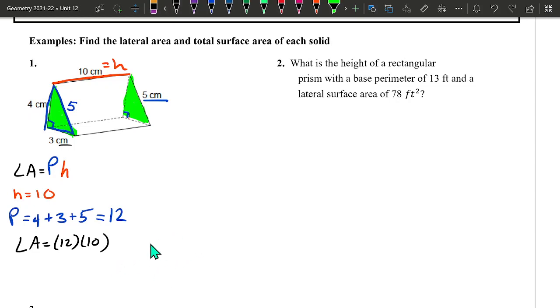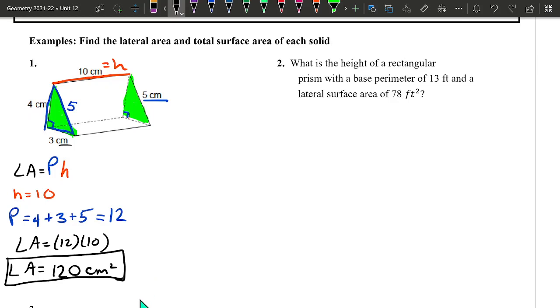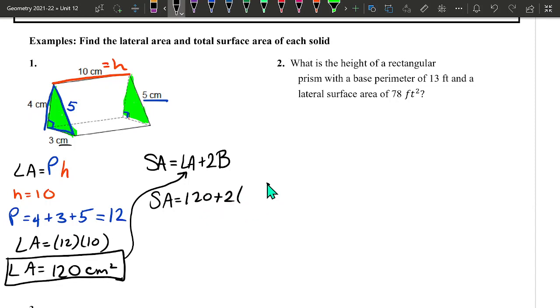Actually, I need to write that over here so I have more room. All right, so once I find the lateral area, then I can find the total surface area. The surface area is the lateral area plus 2 times the area of the base. I already know the lateral area, so I'm just going to plug it in. So I have the surface area equals 120 plus 2 times the area of the base.